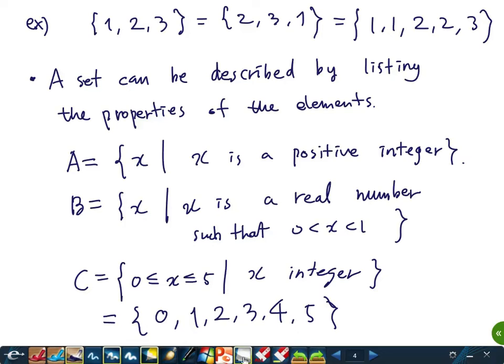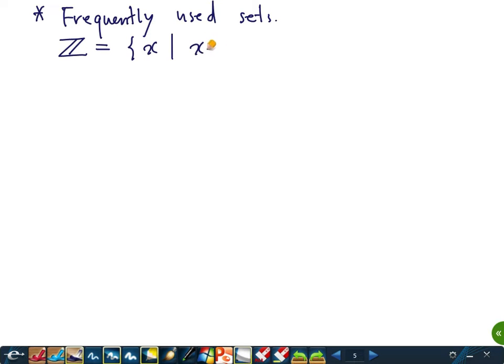I'm sure that you are familiar with this. And we have frequently used sets. These will be used very often in this semester. Z, but I write Z in this way, is the set of all integers: x is an integer. So Z means the set of all integers. And Q is the set of rational numbers.